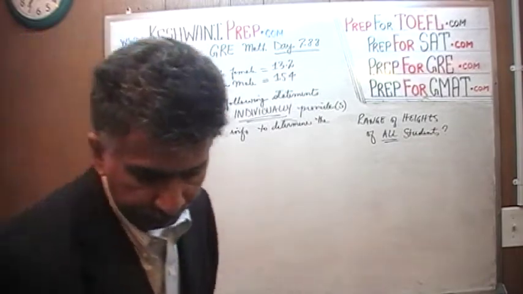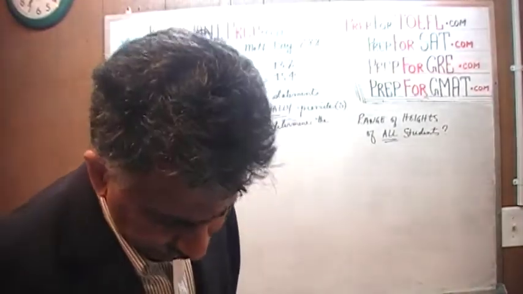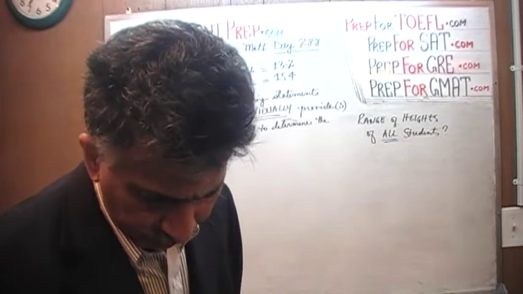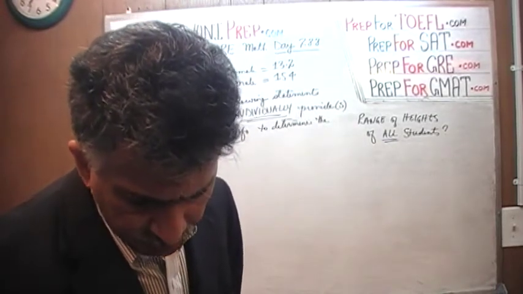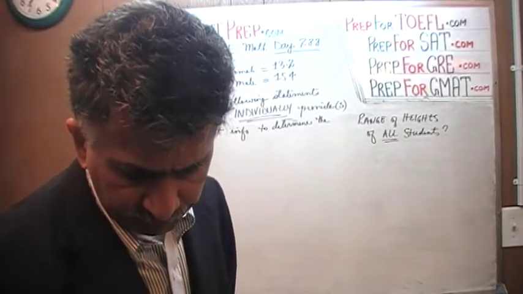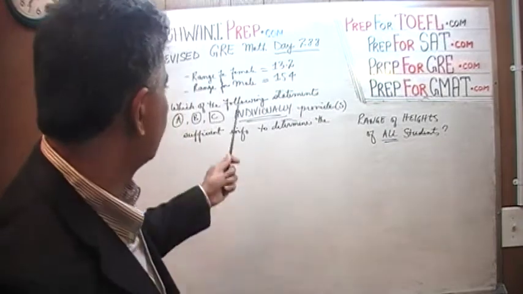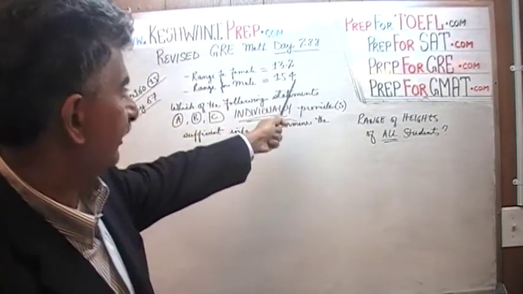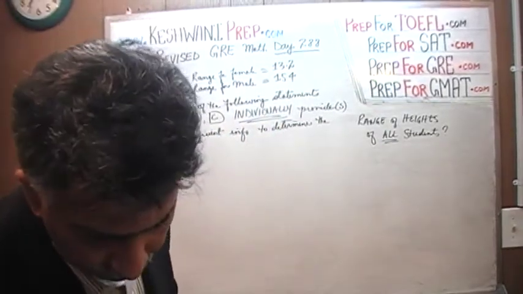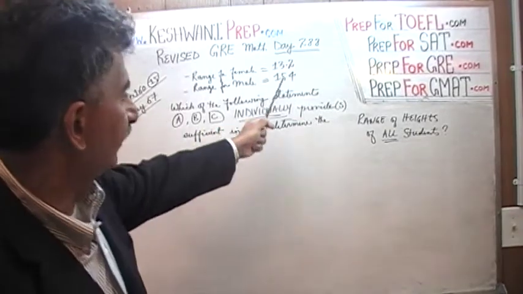Here's what it says. Problem number 15 on page number 160. Here is how it goes. It says the range of heights of female students in a certain class is 13.2. So we are told that the range for female is 13.2. They go on to tell us that the range of height for male students is 15.4.